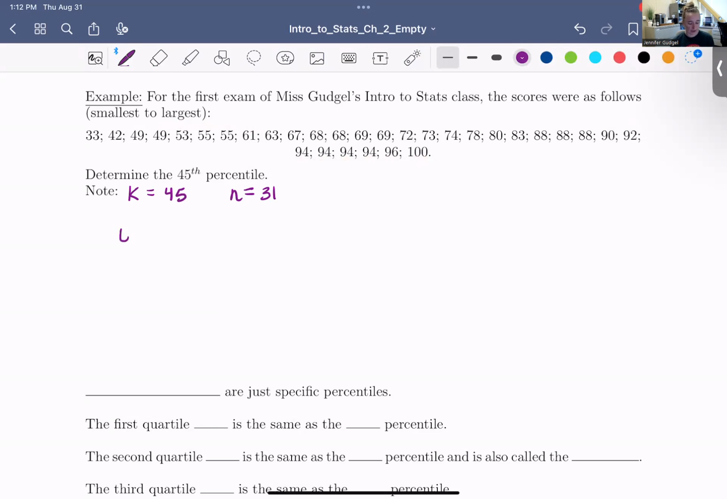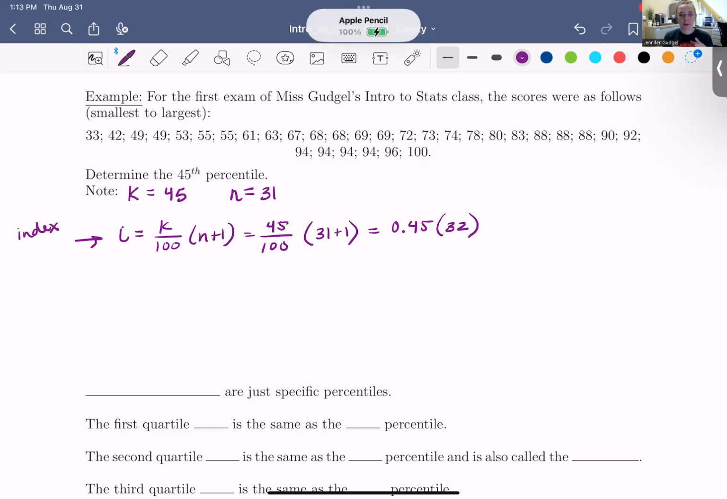I'm going to say I is equal to K over 100 times N plus 1. This is the index. This calculation we do at the beginning does not get you the final result. It doesn't tell you what the percentile is, it just tells you where in your list that piece of data is located. So I wanted the 45th percentile, 45 over 100 times one more than the number of data we have. Or in other words, 45 over 100 or 0.45 times 32.